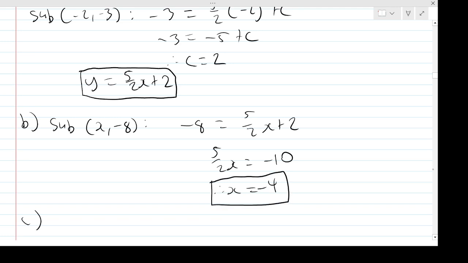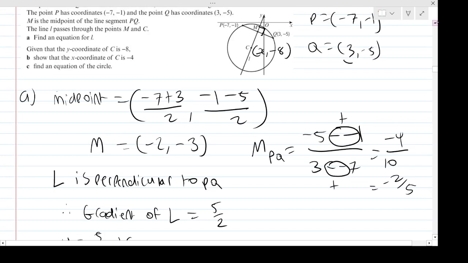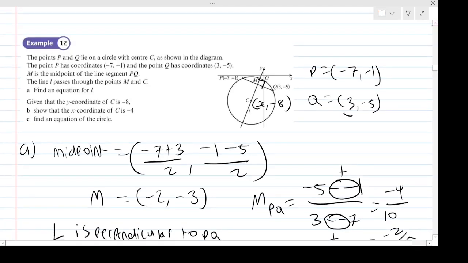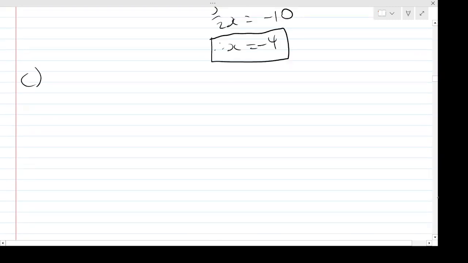Cool. Then part C. Find the equation of the circle. Well, that's fitting because now we found the whole centre point, because we know what x is. x is minus 4. Therefore, the centre is x is minus 4 and y was minus 8. There we are.